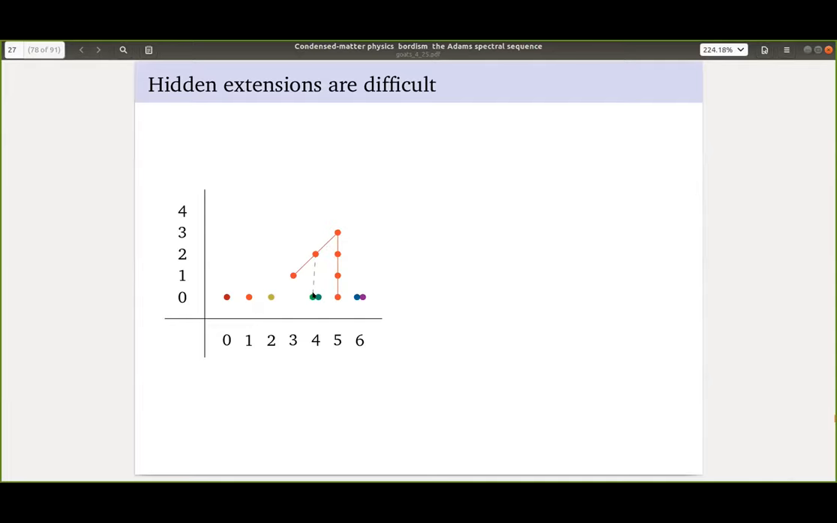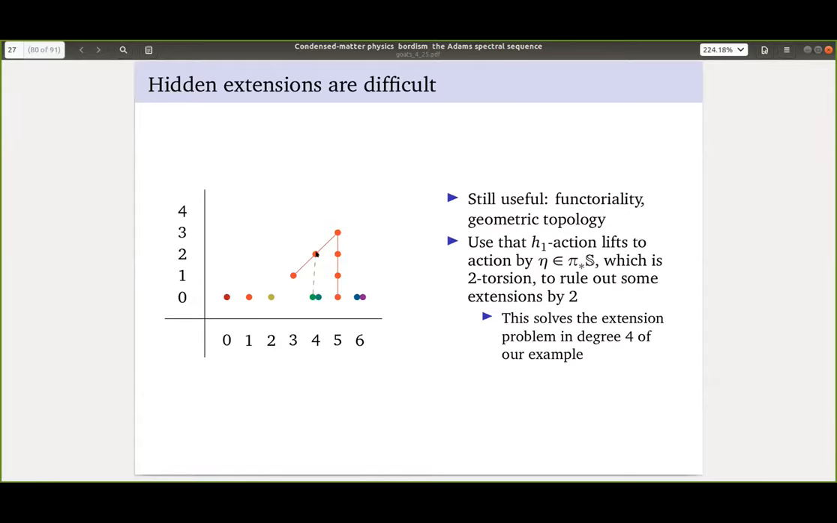However, the converse is not true. We have to rule out a multiplication by 2 here. So functoriality is still useful, and using arguments from geometric topology where you actually play with example manifolds is also useful. In this case, we're just going to use algebra. It turns out that eta, which is the non-trivial spin circle, is 2 torsion in bordism. And so if this is multiplication by 2 and this is multiplication by eta, and this is non-zero, then we've just said that 2 eta times something is non-zero, which is a problem when 2 eta is 0. So that solves this problem.